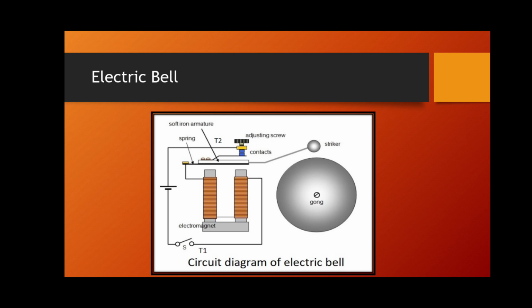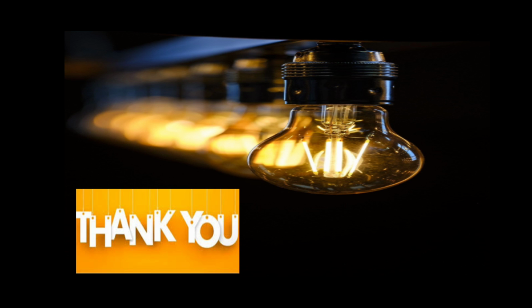These are the different things that were there in this chapter. I hope now it is clear what the different things are which are given in this chapter, electric current and its effect. Thank you.